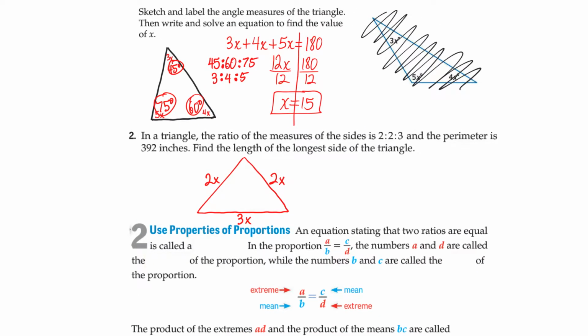Now the rest of this says, okay, it's 2 to 2 to 3, but it says that the perimeter is 392. So what does perimeter mean? It means all the way around the outside, right? If you were to go all the way around, that's how far around this thing is. So it's these 3 added up to give us the total. So it's going to be 2x plus 2x plus 3x equals 392.